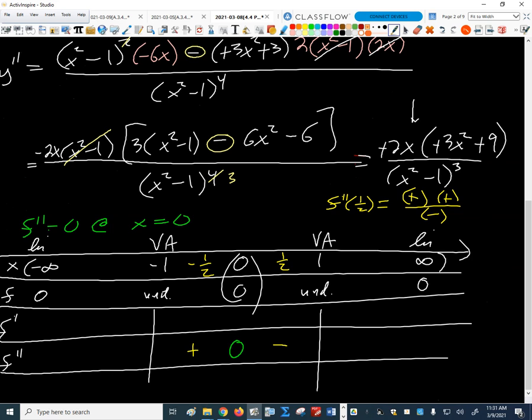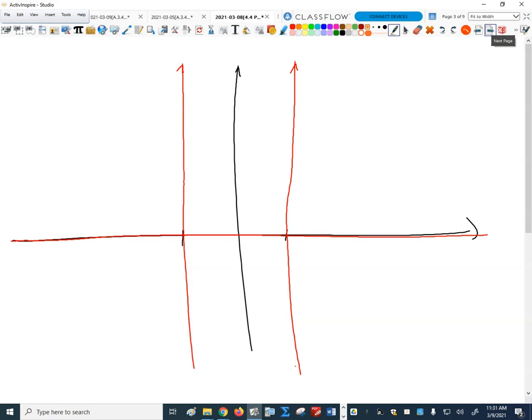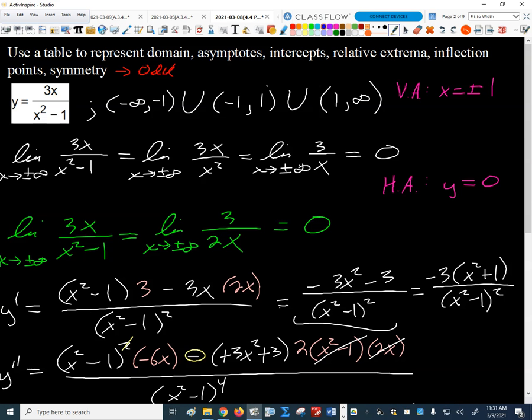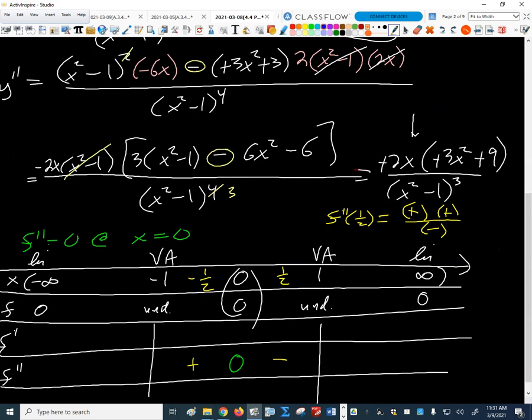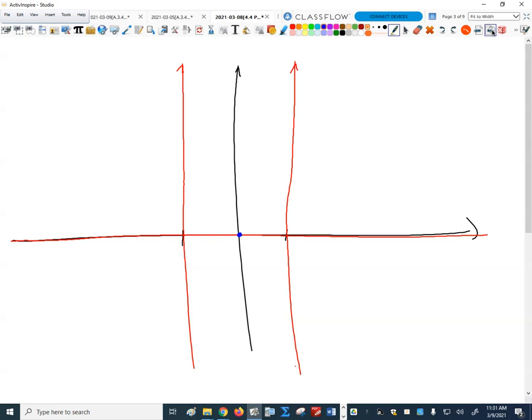I know what this graph looks like. How would I graph that? If I know I've got a point at (0, 0), and the concavity was negative to the right and positive to the left, what does this thing have to look like there then? If it's concave down to the right and up to the left, there's only one thing it can do, right? Doesn't it have to do that?